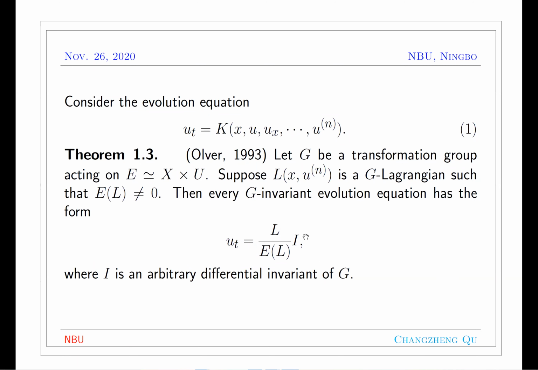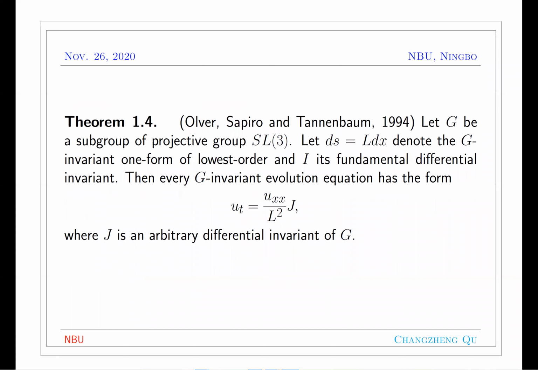Such as the KdV equation and the modified KdV equation, the local form of these integrable equations can be obtained from this form. In particular, if the group is the projective group SL(3), the evolution equations take this form. Such as the curve shortening equation, the local curve shortening equations can be obtained if we take J equal to 1.